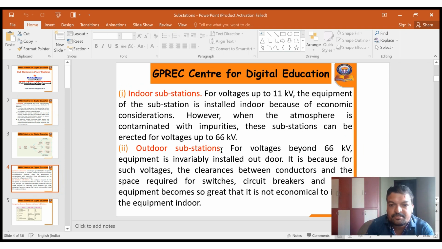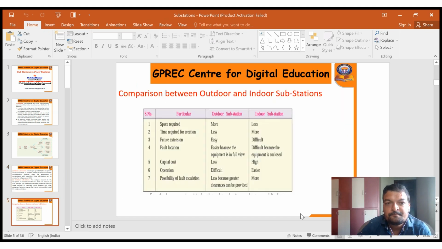Next, coming to the outdoor substation, for voltages beyond 66 kV, equipment is invariably installed outdoors. It is because for such voltages, the clearance between conductors and the space required for switches, circuit breakers, and other equipment becomes so great that it is not economical to install the equipment indoors. So basically, based on the space, the substations are classified into indoor substations and outdoor substations.